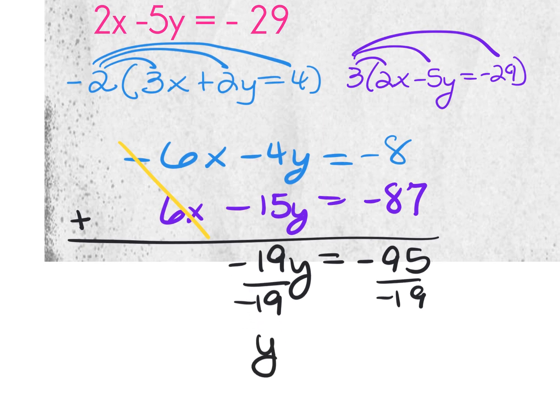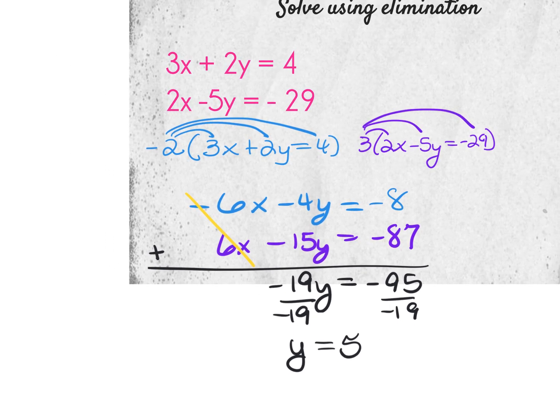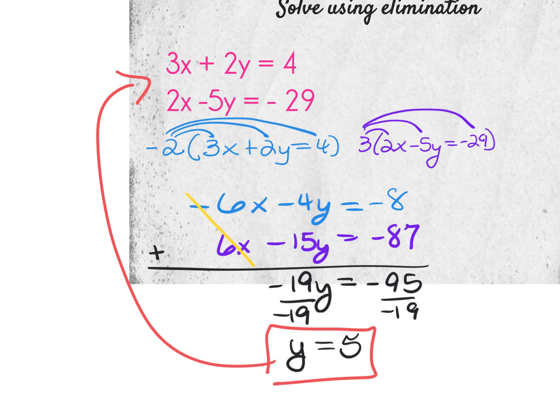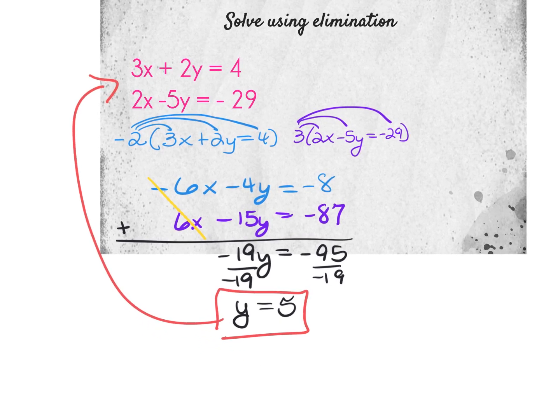And I get y is equal to positive 5. I'm now going to take my newly found value of y and plug it back in to one of the beginning equations. I'll just go ahead and plug it into the first one. It's got some smaller numbers for me. So 3x plus 2y equals 4. I'm taking out y and replacing it with the 5. So rewrite everything except for the letter y, and then now put the 5.